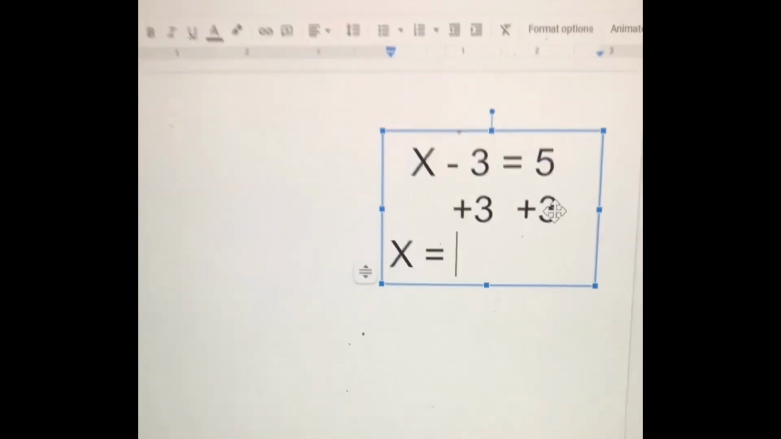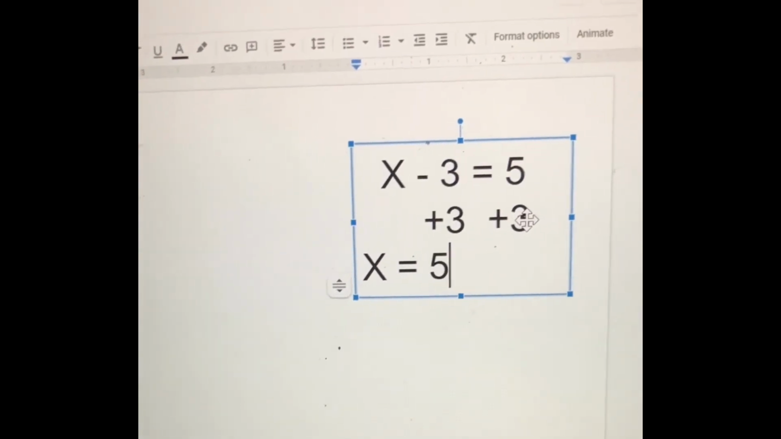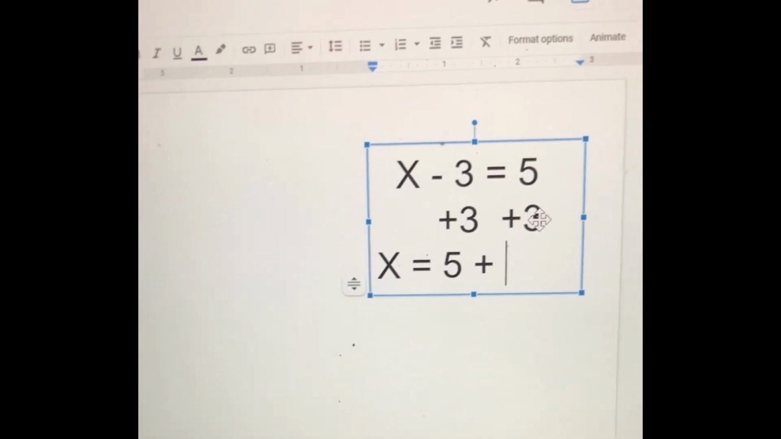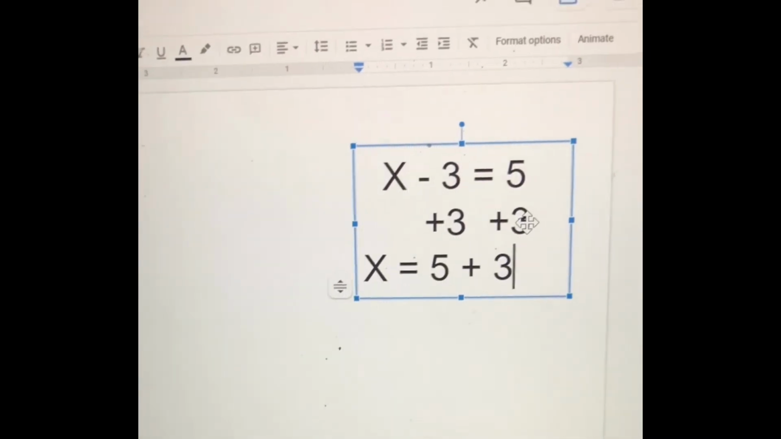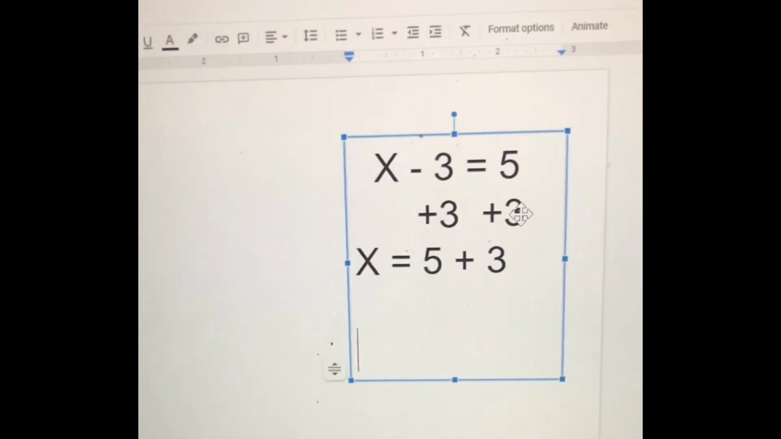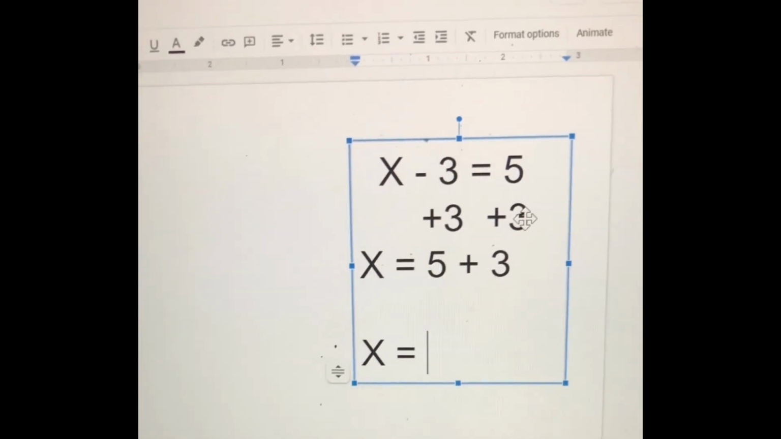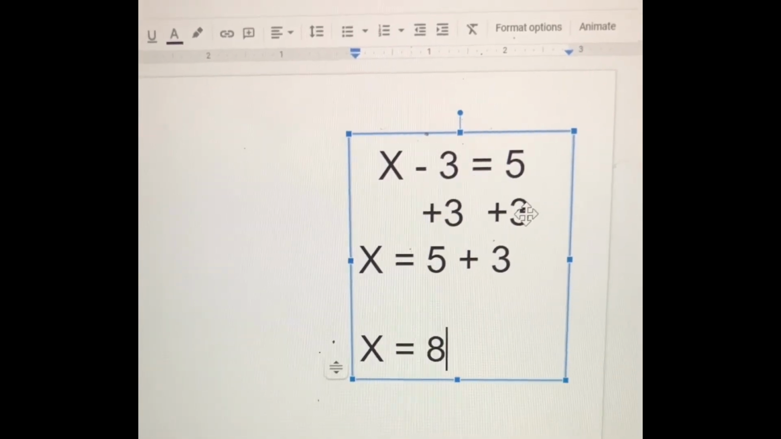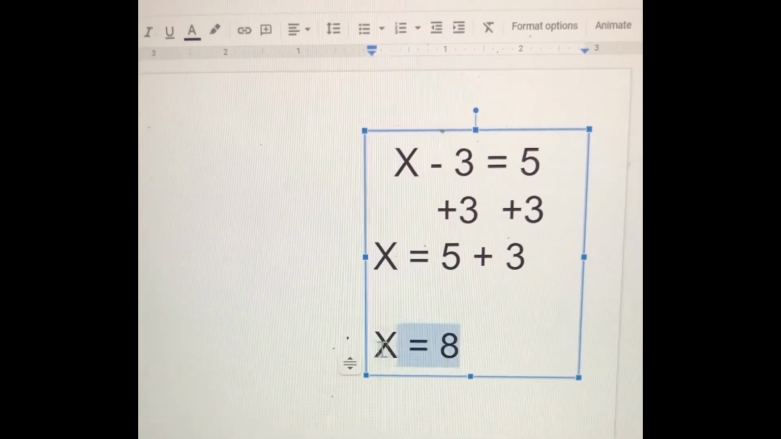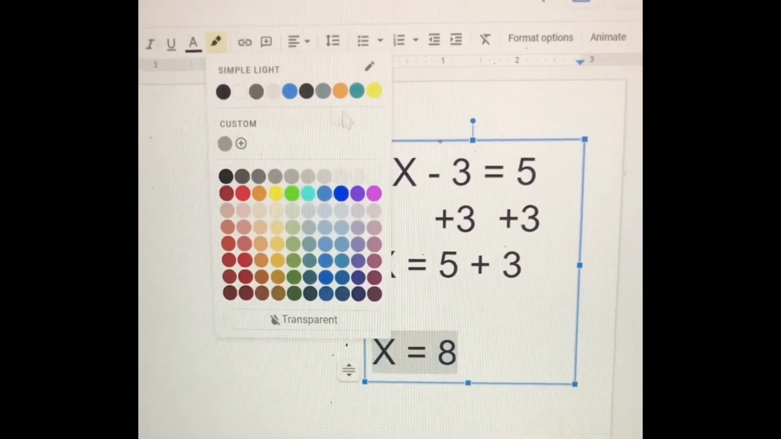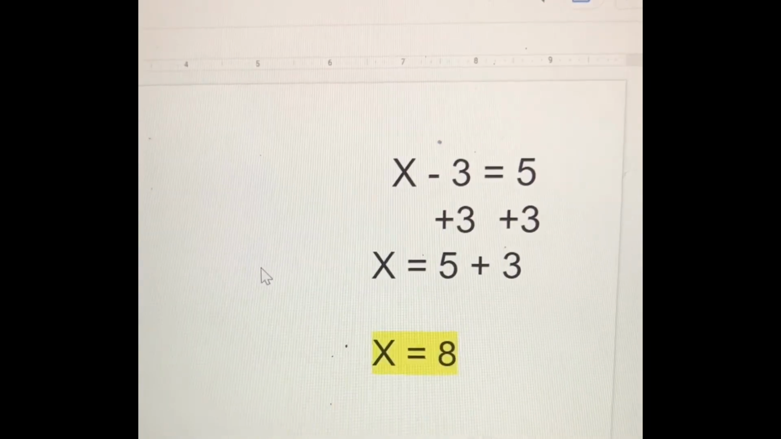So we now have x equals 5 plus 3. So to find out the value of x, final step is to add 5 plus 3. 5 plus 3 equals 8. And x equals 8.